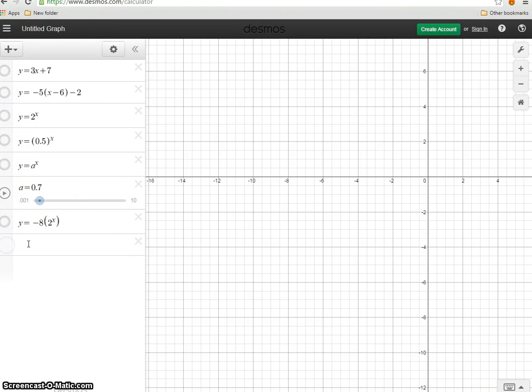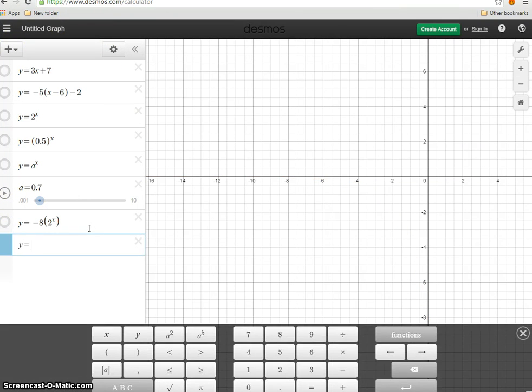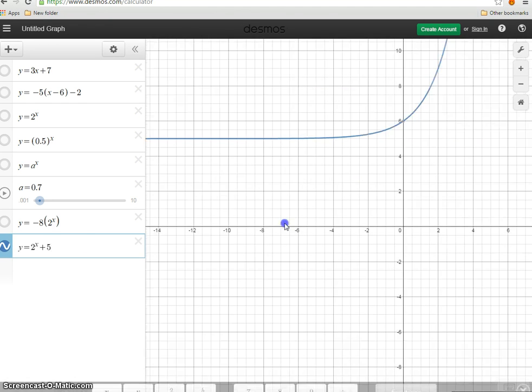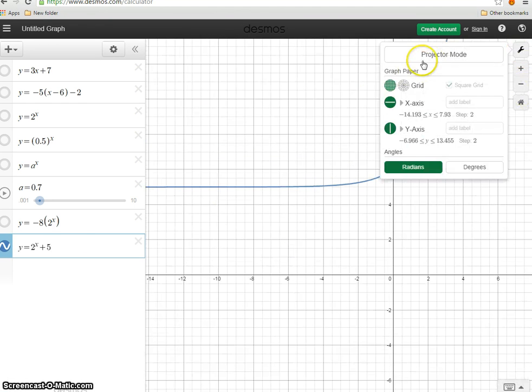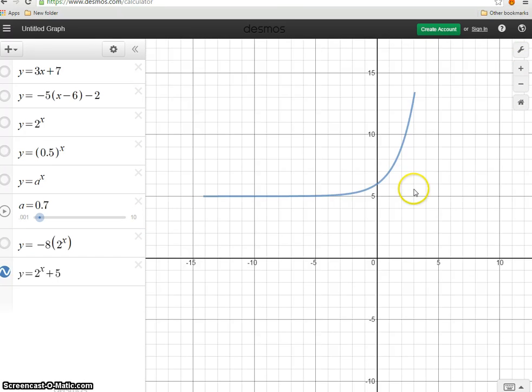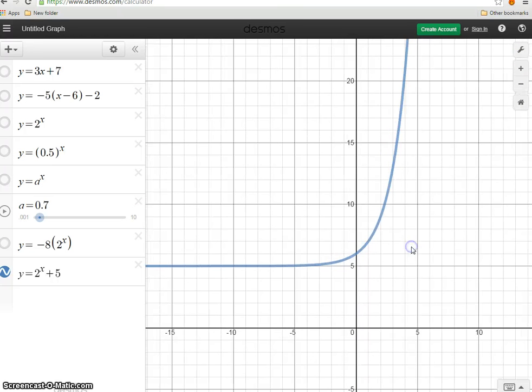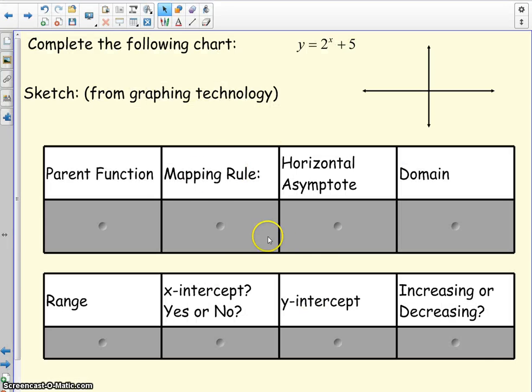So let's do 2 to the x plus 5. Let's make it a little bit thicker, easier to see. Zoom out a bit. So here's a graph of y equals 2 to the x plus 5. So now I'd like you to, using this graph, try and fill in the chart on this page. Once you're finished, come back and we'll take a look at the answers.